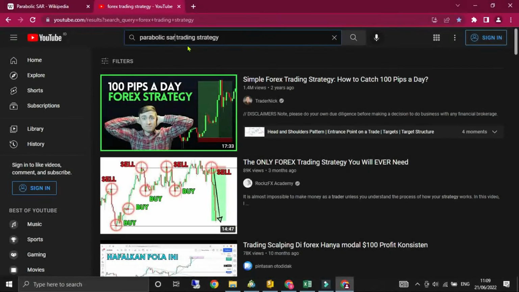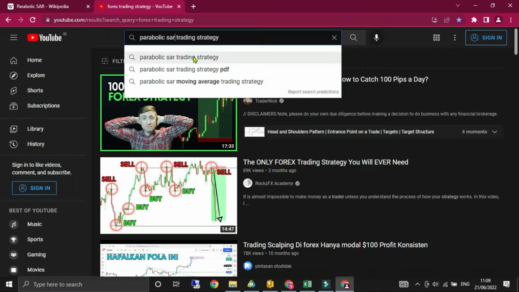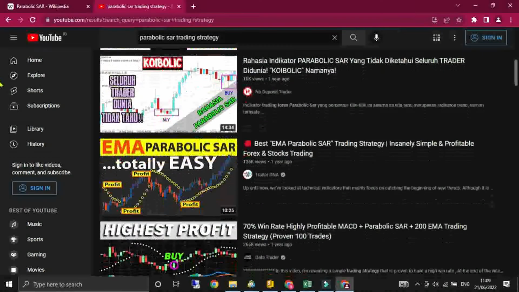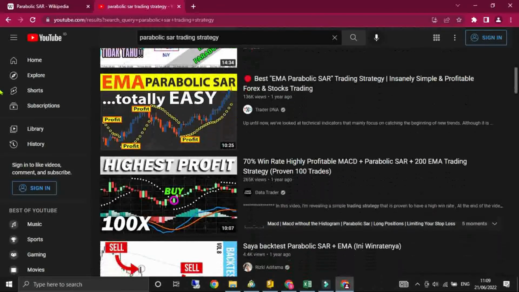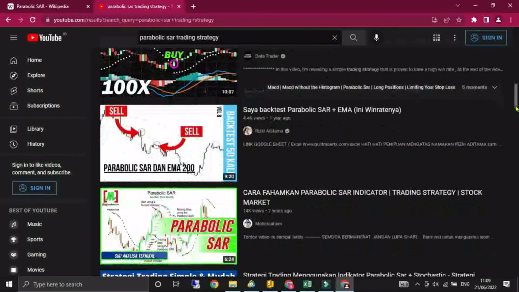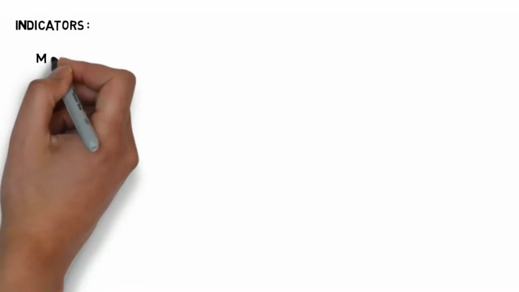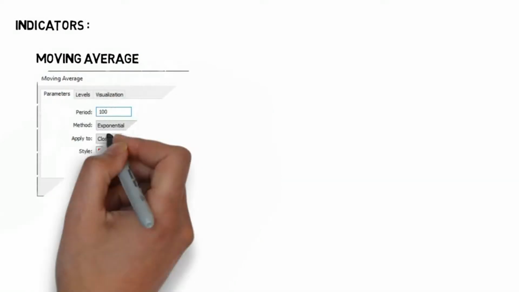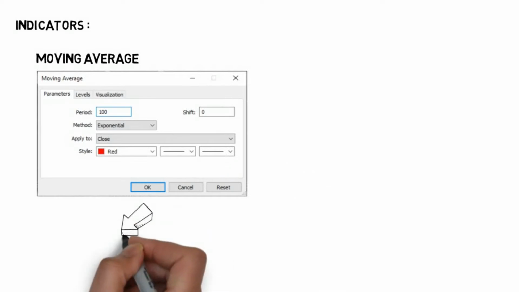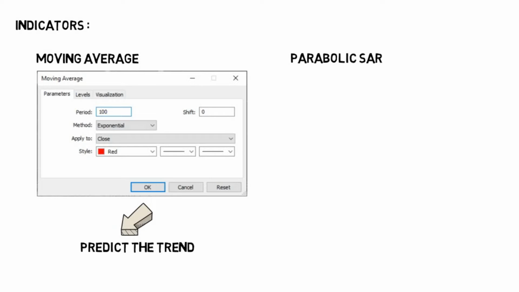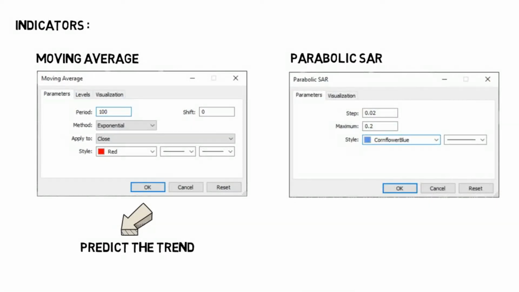Here, I am just gonna search for a strategy related to that indicator on YouTube. Well, I picked the simplest one, which uses only 2 indicators. First we need an exponential moving average indicator with a 100 period. We're gonna use this indicator to identify the price trend. Then we'll need a Parabolic SAR indicator with default setup. We're gonna use this indicator as an entry signal.